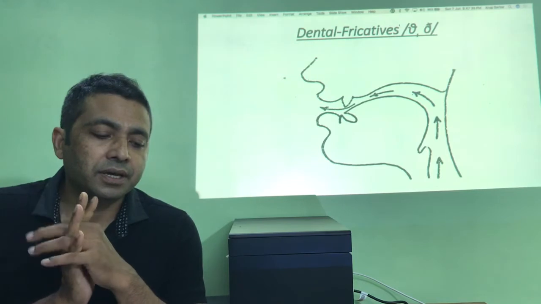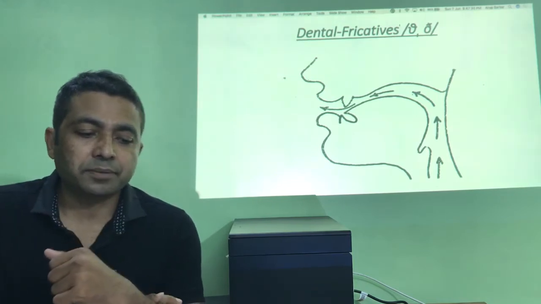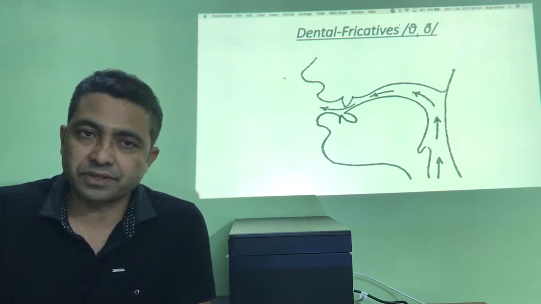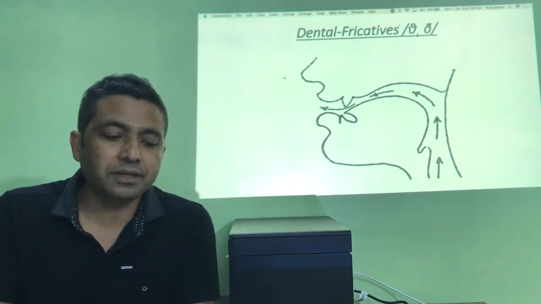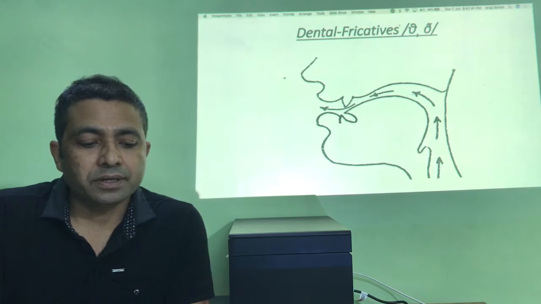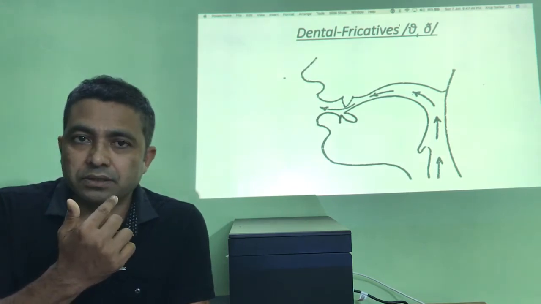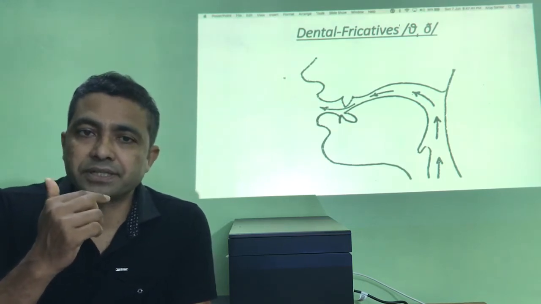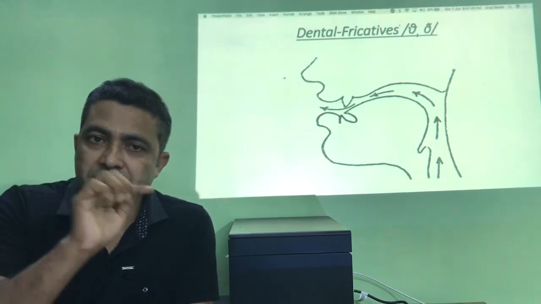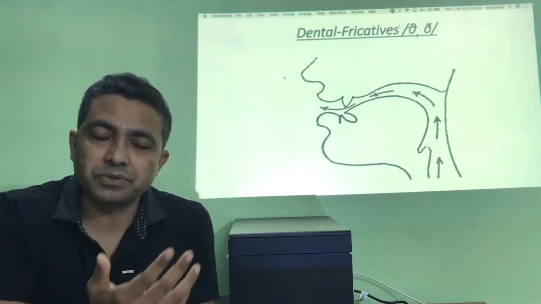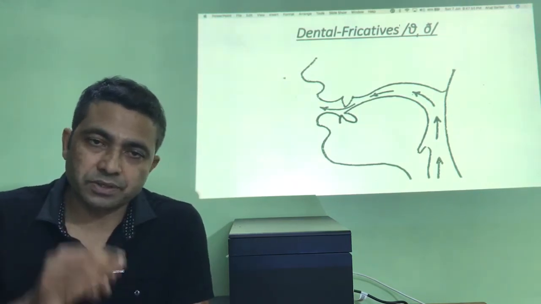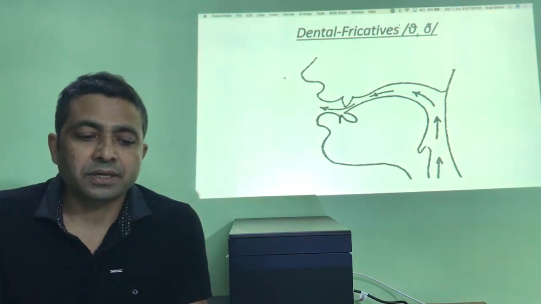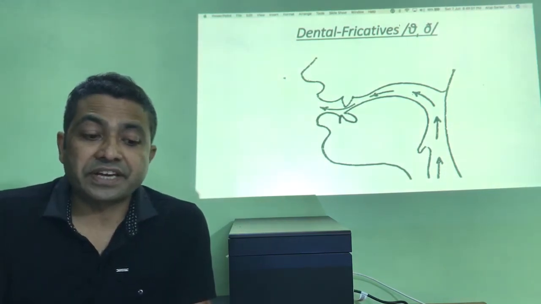Dental, because again the passive articulator is the upper teeth, and it is named after the teeth, dental. Fricative, because the tip of the tongue, the front of the tongue, goes against the upper teeth, and a very narrow passage is left for the air to come out with a friction sound, but the air comes continuously. That's why they are fricative.